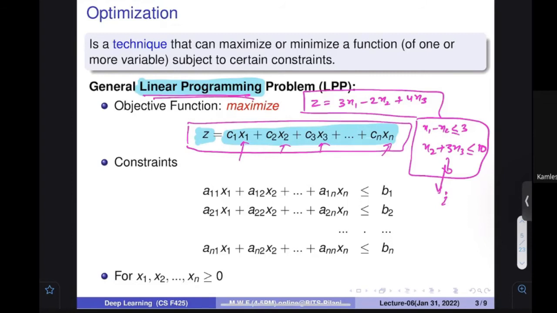And to find out the solution, you know that using these kinds of equations, you actually try to build a feasible region where the solution is there.